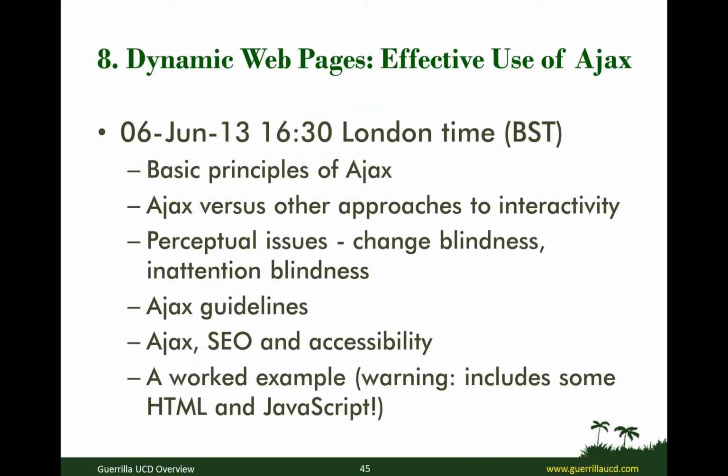Session number 8 is on dynamic web pages, and we look at some of the psychology of dynamic displays. There are some really interesting perceptual issues, for example, something called change blindness and inattention blindness. We do introduce the basic principles of AJAX, how AJAX works, and how AJAX is different to earlier approaches, static web pages, for example. We'll be looking at AJAX guidelines, and talking about how AJAX impacts search engines and accessibility. And we'll be looking at a very simple worked example, something that you could actually knock up yourself in JavaScript, and get it to work in real time.